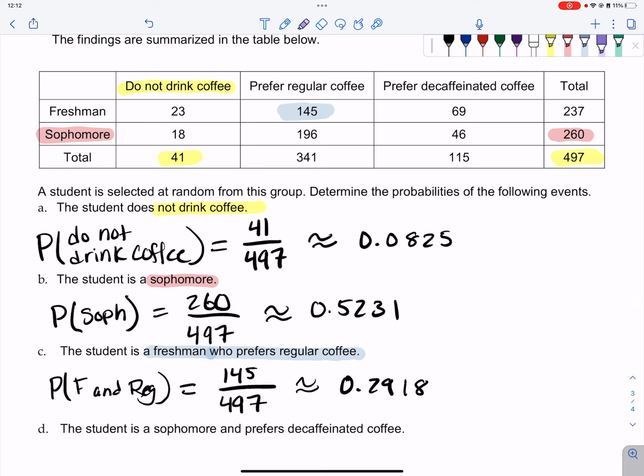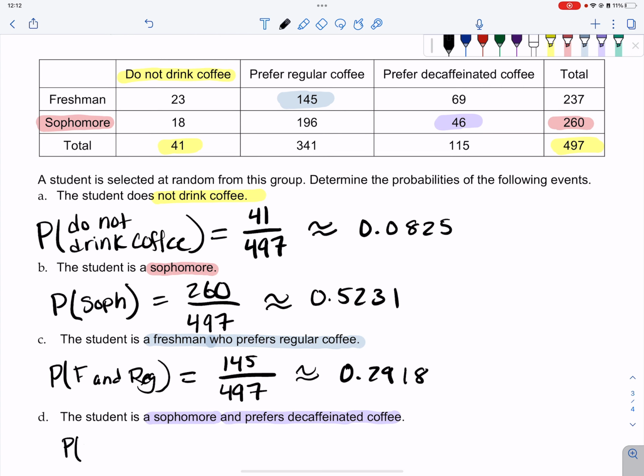And then lastly, we want to find our probability that the student is a sophomore and prefers decaffeinated coffee. So we want to find the intersection of those two column and row. So our sophomores that prefer decaf coffee, we see that there is 46 at that intersection. So our probability of sophomore and decaf coffee, we have 46 out of our 497 total, which we can evaluate to be about 0.0926.